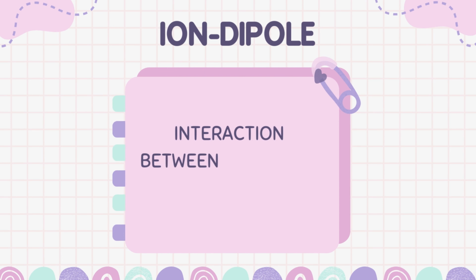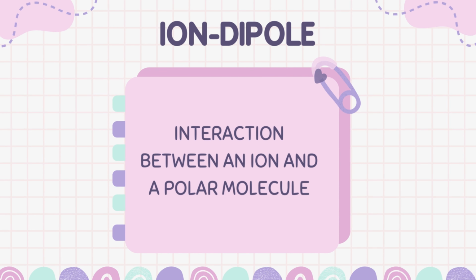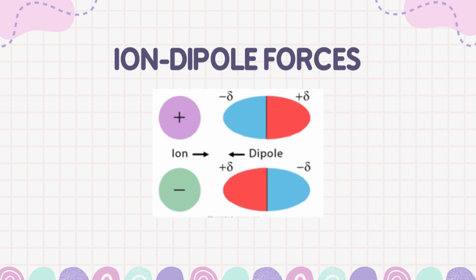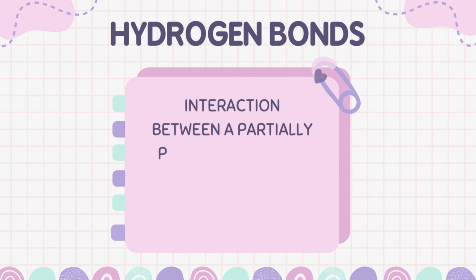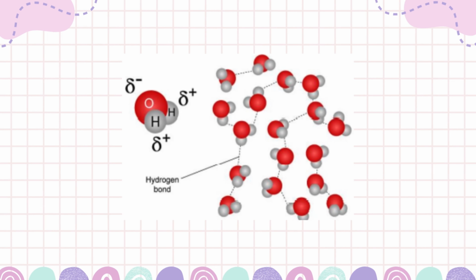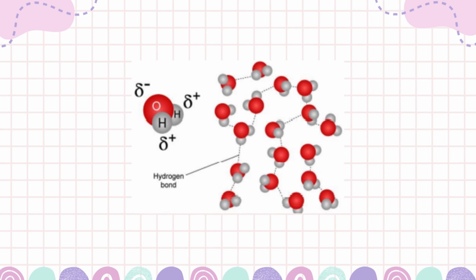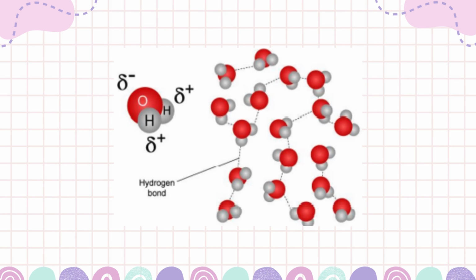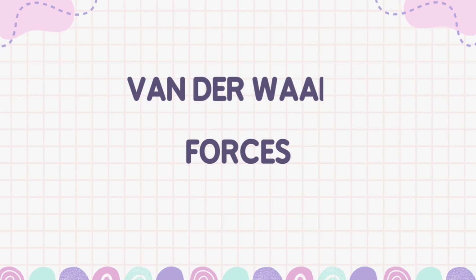We're going to start with the ion-dipole, which is the interaction between an ion and a polar molecule. Then we have the hydrogen bond, which is the interaction between a partially positive hydrogen and a highly electronegative element. And finally, we have the van der Waals forces.